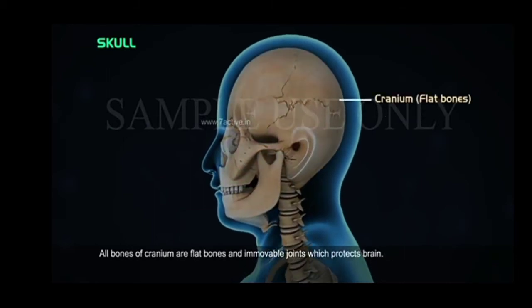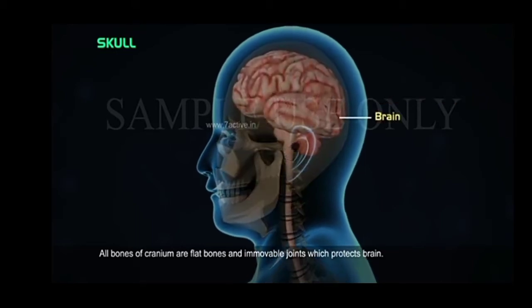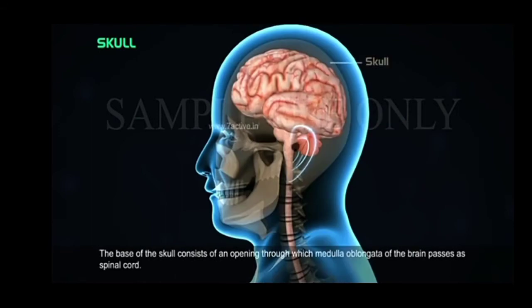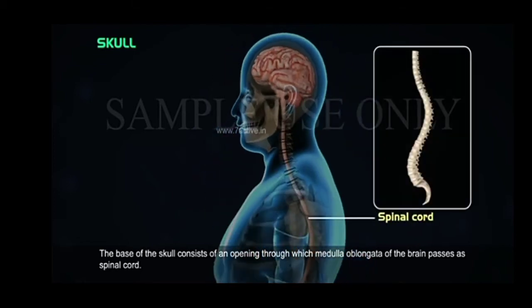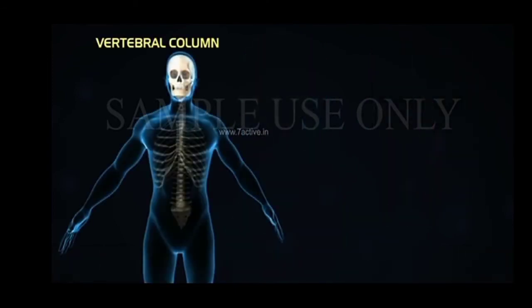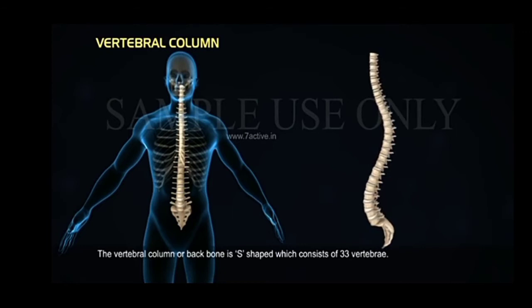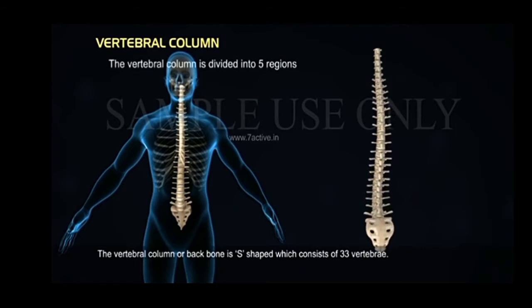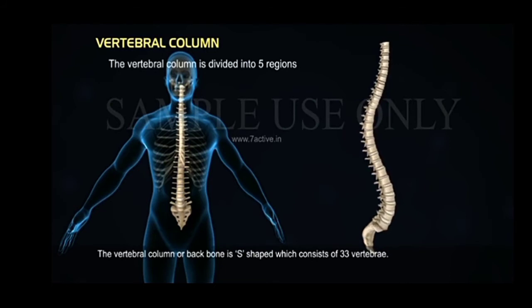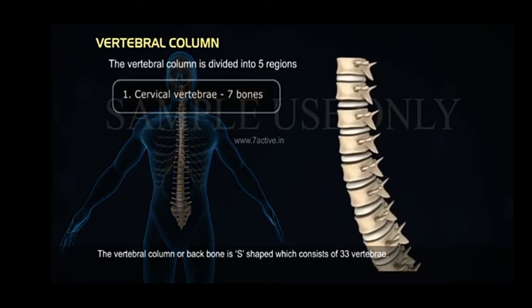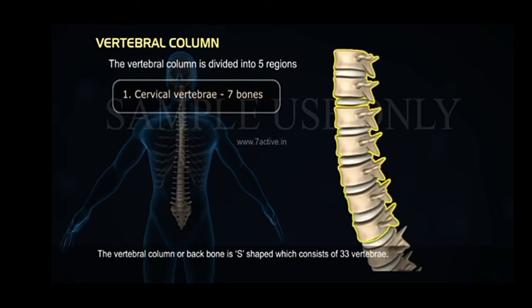All bones of the cranium are flat bones with immovable joints which protect the brain. The base of the skull has an opening through which the medulla oblongata of the brain passes as spinal cord. Next, vertebral column. The vertebral column or backbone is S-shaped and consists of 33 vertebrae. The vertebral column is divided into 5 regions.